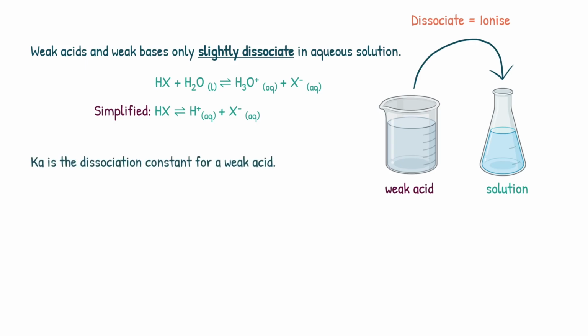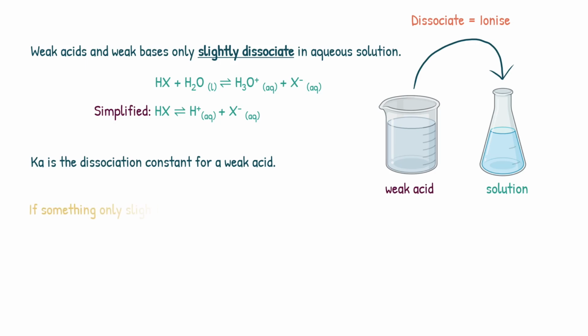Next point on the specification, Ka is the dissociation constant for a weak acid. There's nothing too much you need to understand here. Just remember that if they ask for what is a dissociation constant for a weak acid, you would put Ka, but it will never be this simple. It will normally be some sort of calculation. And as we'll look at in a second, you'll need to write out what the expression is.